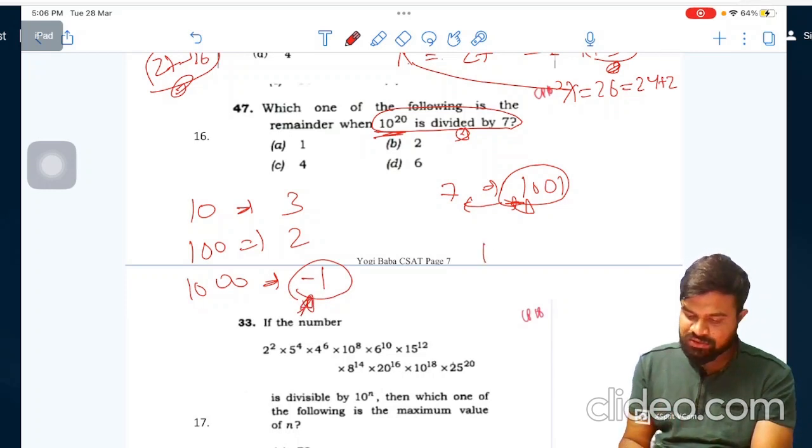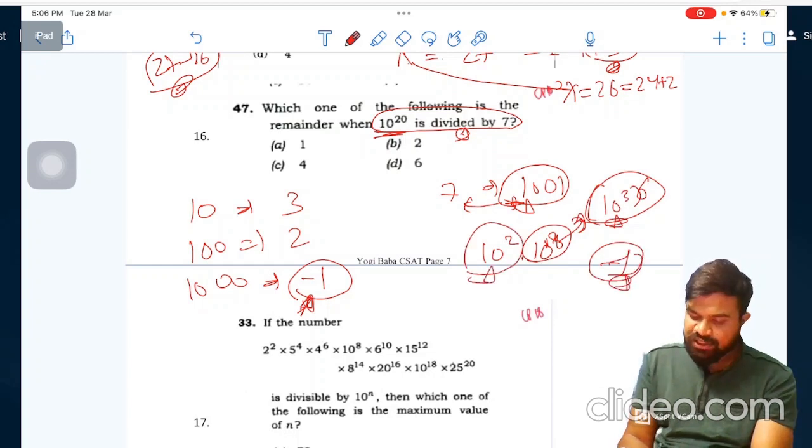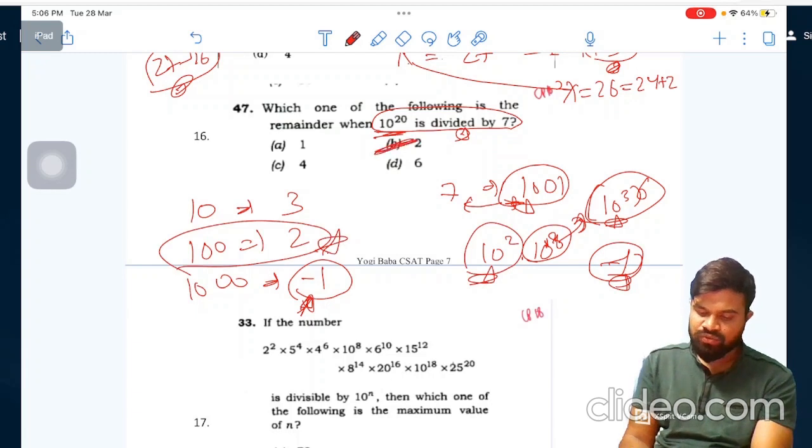Now try to divide 10 to the power 20. You can write it as 10 square into 10 to the power 18, breaking 20 as 18 plus 2. Now 10 to the power 18 can be written as 10 cube to the power of 6. As the power is even, the remainder will be 1. So we just need to check for 10 square, and we already know that the remainder for 100 is 2. So the answer will be 2.